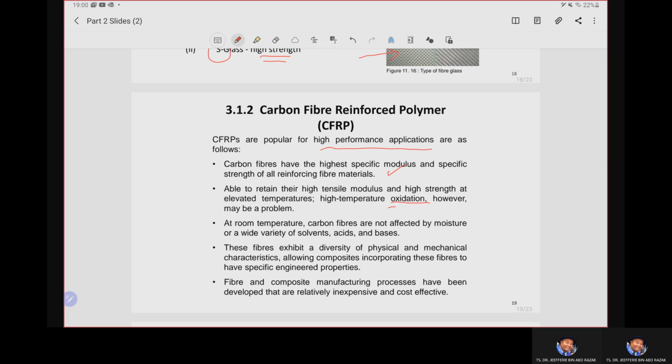This kind of fiber is also very hydrophobic, meaning not attracted to water and moisture, and not affected by moisture or a wide variety of solvents, acids, or alkalis. The carbon fiber exhibits superior physical and mechanical characteristics, which allow it to be incorporated in composites for better specific engineered properties. Using carbon fibers also allows an inexpensive and cost-effective composite manufacturing process.